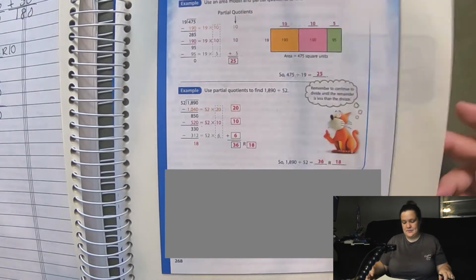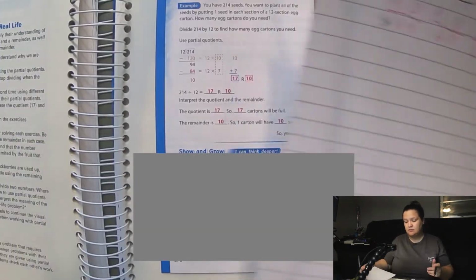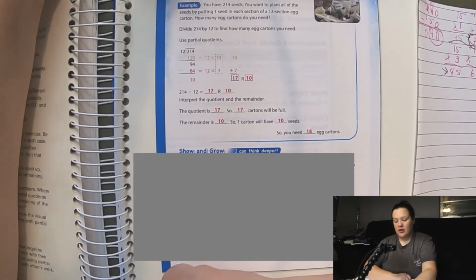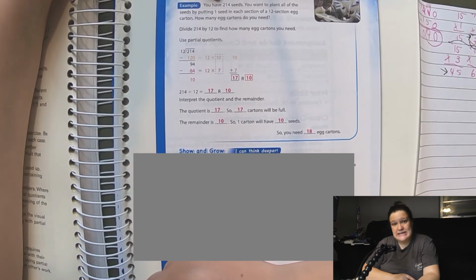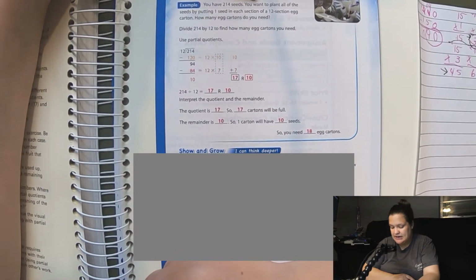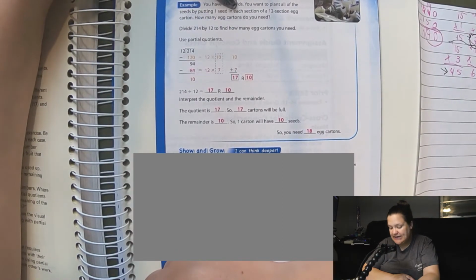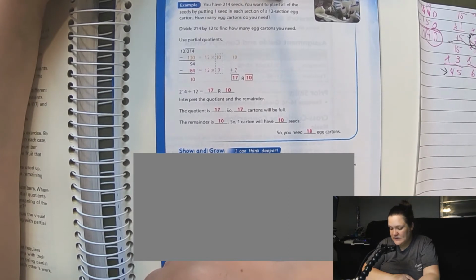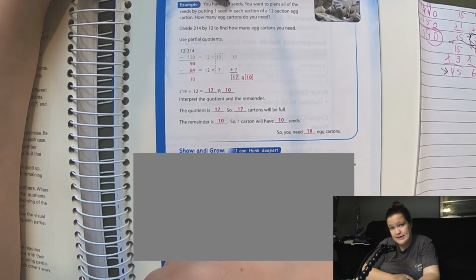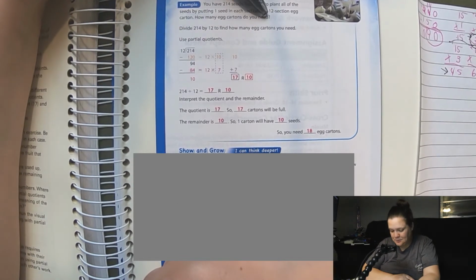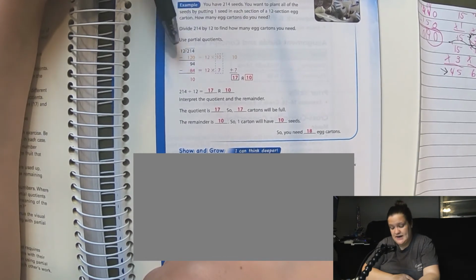Alright, let's look at some word problems. Okay. You have 214 seeds. You want to plant all of the seeds by putting one seed in each section of a 12-section egg carton. How many egg cartons do you need? Okay, so we're going to divide by 12. So 214 divided by 12.